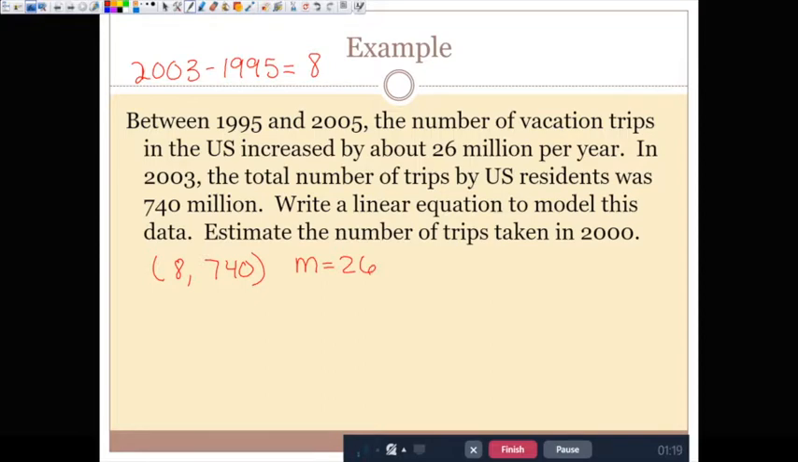So when I'm writing my equation, it needs to be in the form of y equals mx plus b. So I'm going to substitute what I know. I have a y value, which is 740. I have an m value, which is 26. I have an x value, which is 8. And I am missing b. You're usually going to be missing b, and that's what we're going to be looking for. So 26 times 8. 208.